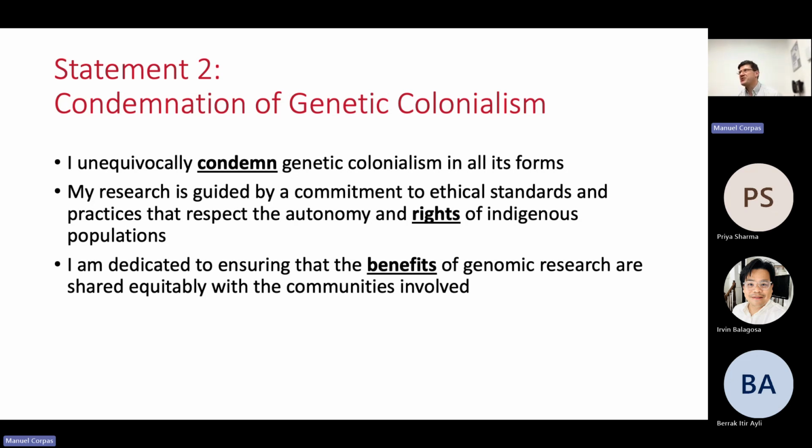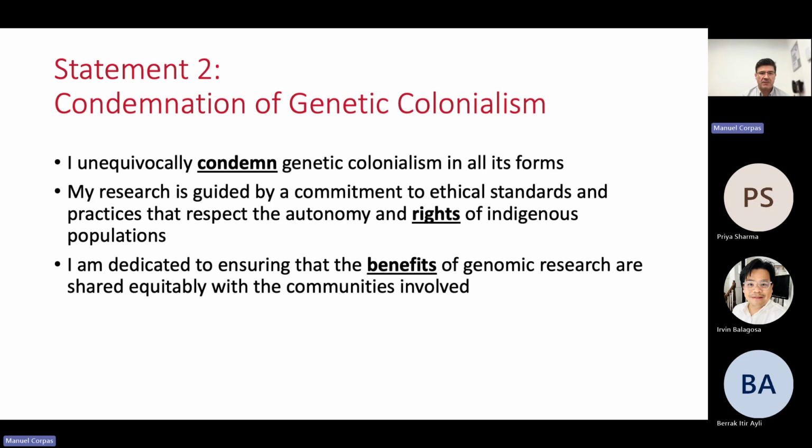Have you ever heard that expression, genetic colonialism? Well, that exists, okay? You can imagine what that is, right? It's a sort of 21st century colonialism, slavery, whatever you want to call it.